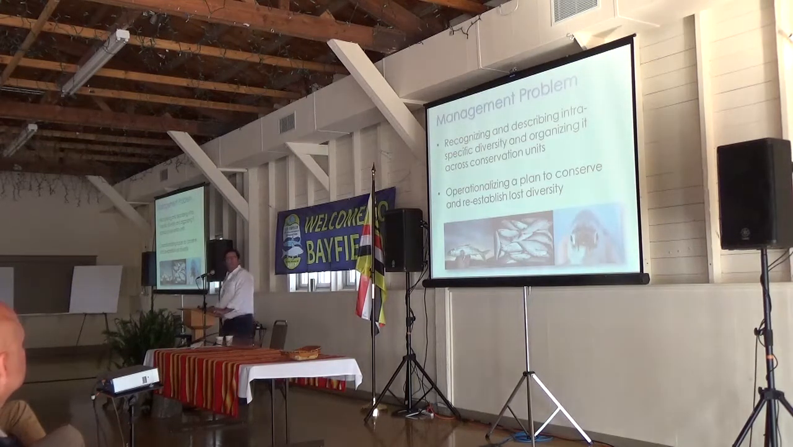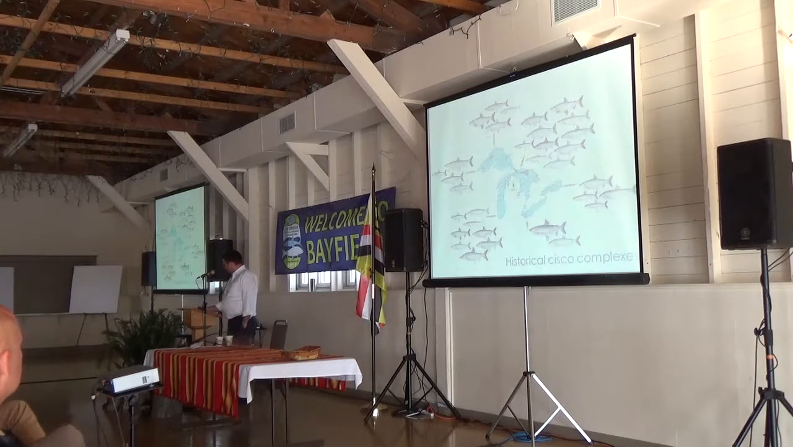So when we consider describing and organizing conservation units for species with high intraspecific diversity, two problems arise. The first is a science problem associated with recognizing and describing intraspecific diversity and then organizing that among conservation units. The second problem deals with operationalizing a plan to conserve and, where lost, restore that diversity.